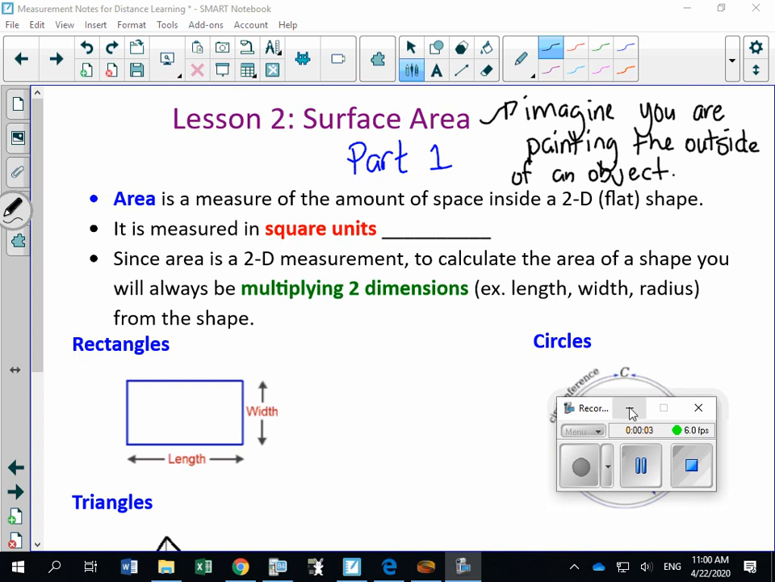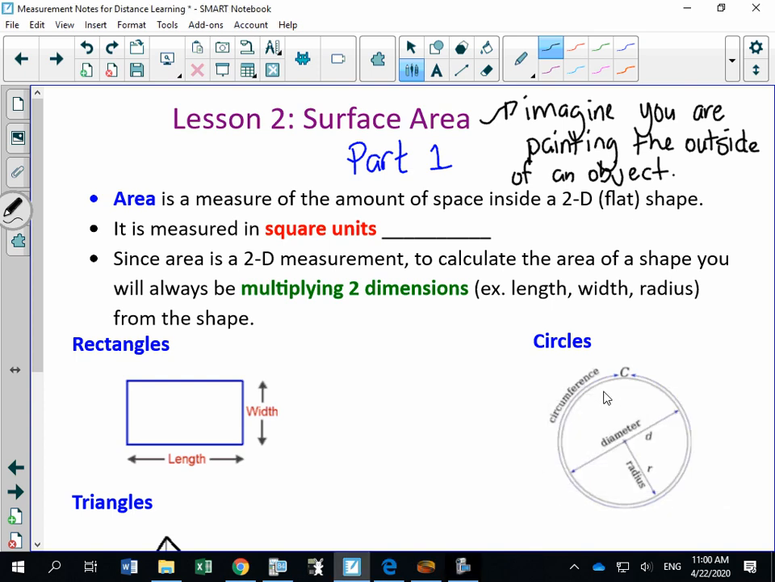Good morning, Math 10s. We're moving on to the second lesson of the measurement unit, and lesson 2 is on surface area. This is going to be one of 2 videos, so it's a longer lesson, and I will split this lesson into part 1 and part 2, so this is going to be part 1.